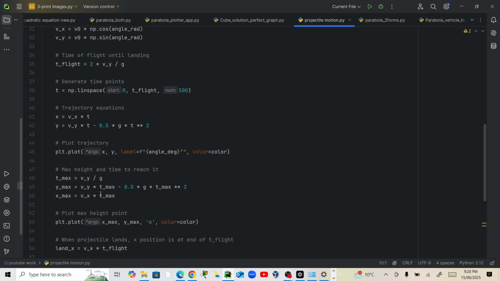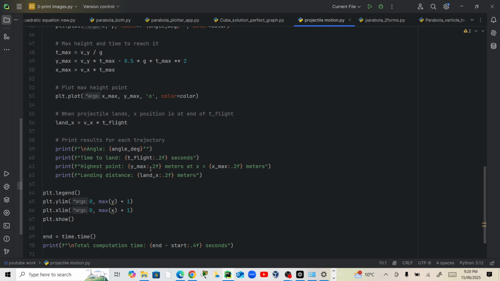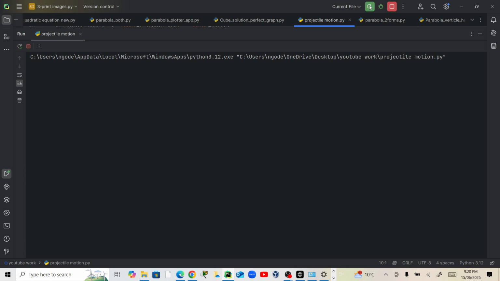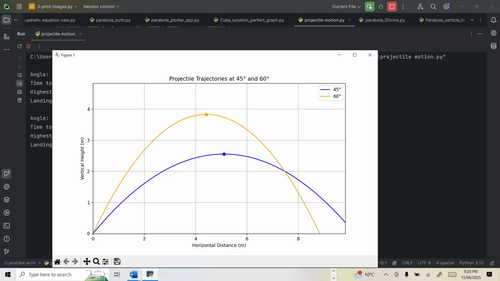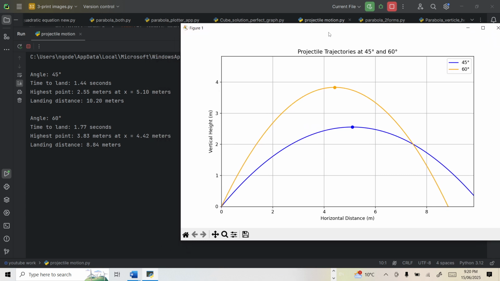So we plot it, and I'm going to show you the result very quickly. It's going to print already, and this script processes very quickly. Look at it. You run it, and you can see that this is the outcome. Let me explain this outcome. Quite interesting.